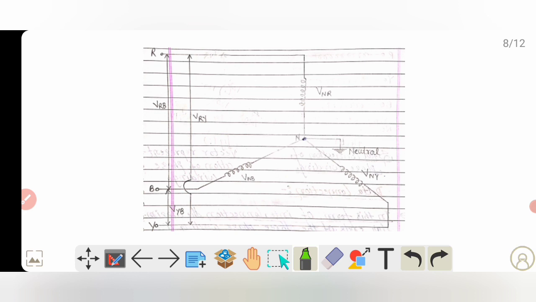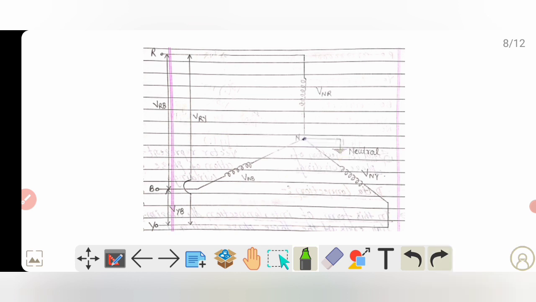What I have said is that the voltage between the phase, that is, if we take the R phase, and neutral, my dear friends, is known as phase voltage. So here VNR will be the phase voltage between neutral and the red phase. In the same way, this will also be a phase voltage, and this will also be a phase voltage. And now, my dear friends, this will be our neutral, as you can see here.